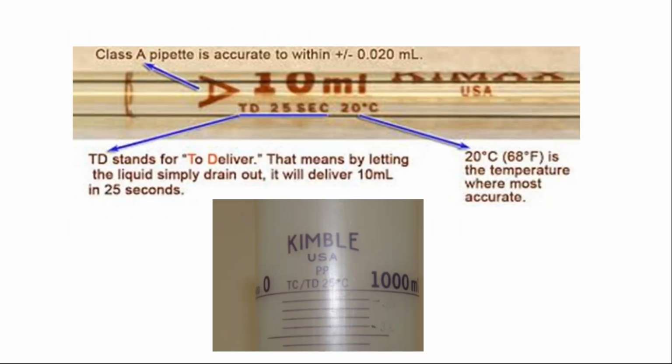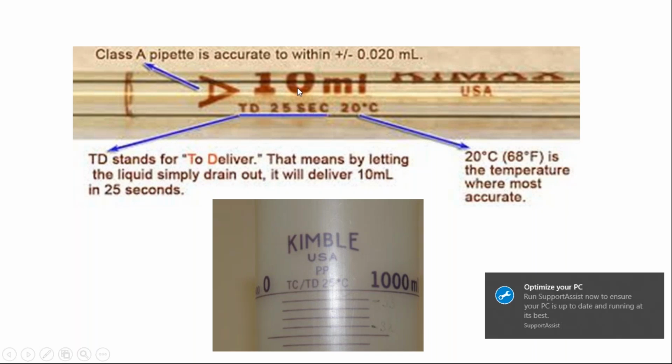So here in the pipette, if you look at the markings on the pipette, A says that it is a class A pipette. So that means the accuracy is within 0.02, even though it is not written here. But we know that in the class A pipettes, that is the tolerance limit. TD indicates that it is a to deliver pipette. That means you just let down the liquid and simply drain it out.